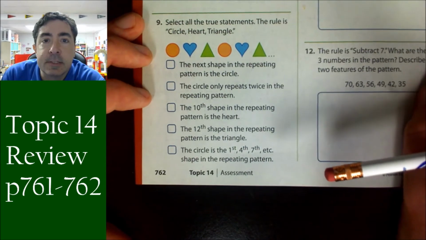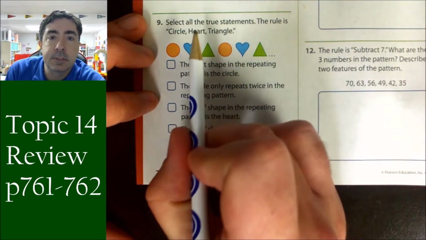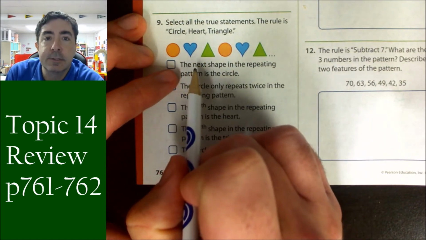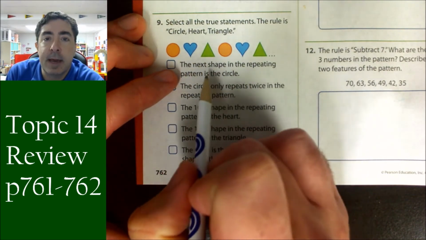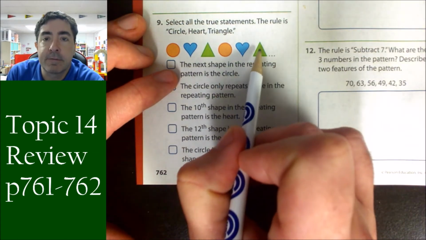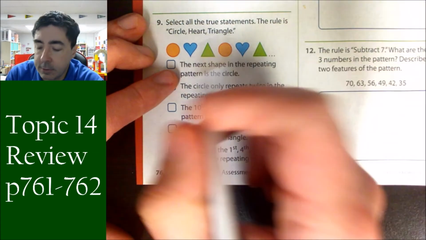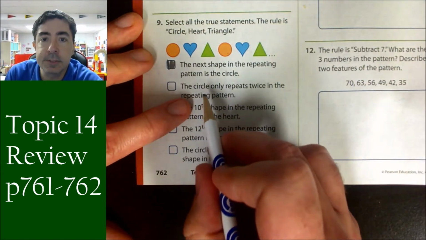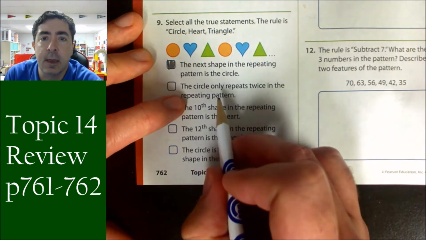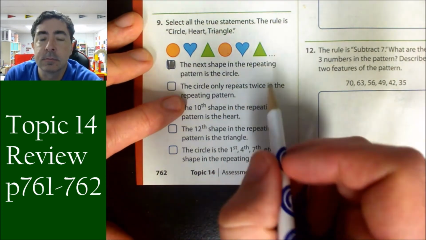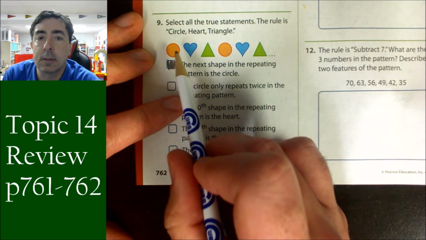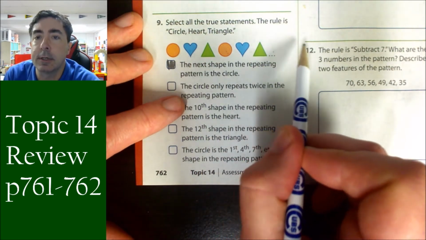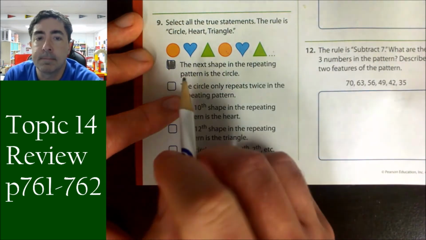All right, number 9. Select all the true statements. The rule is circle, heart, triangle. Circle, heart, triangle. So let's see if they're true. The next shape in the repeating pattern is circle. So what comes after triangle? After triangle is circle. That one is true. Circle only repeats twice in the repeating pattern. I do not think that is true because we can keep repeating circle on and on.